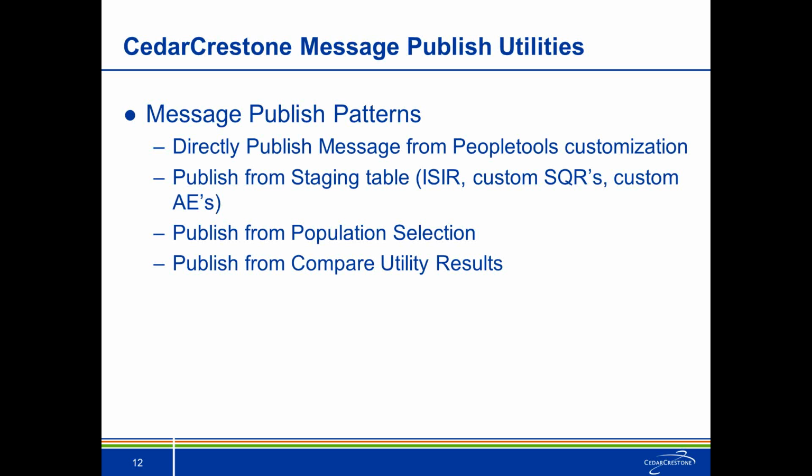The first publishes from staging tables, and this follows the same methodology as the ICER, and custom SQRs are a good fit for this, and I'll talk about that. Also, we have the ability now, and this is kind of new, just the last few months, to publish from population selection, either just from population selection itself, and this might be you have some staging table that you load with addresses or something, and you want to update those and then send the messages. We could select against your staging table.